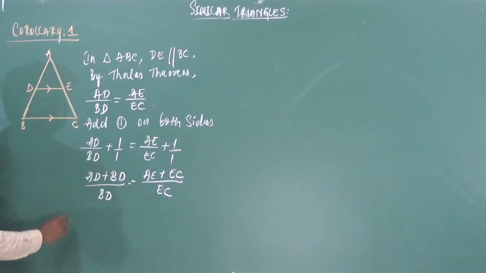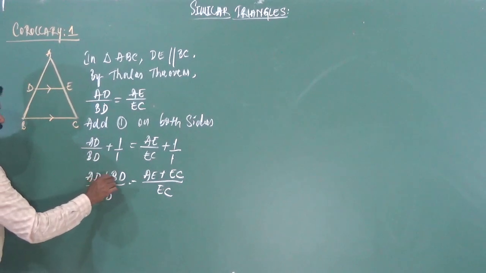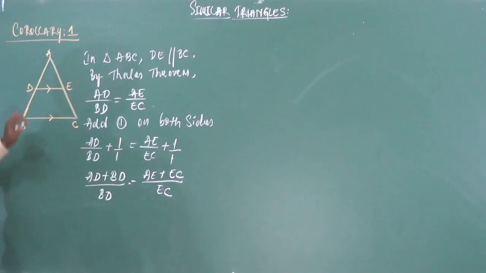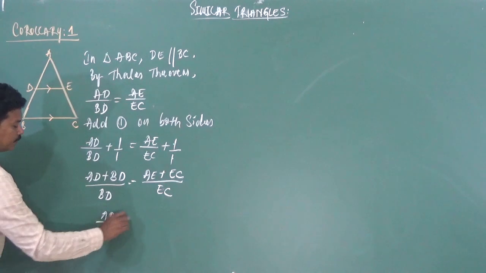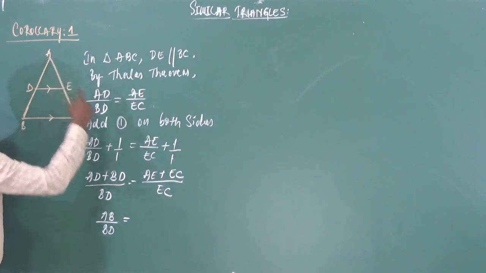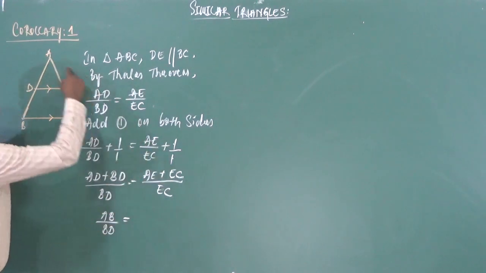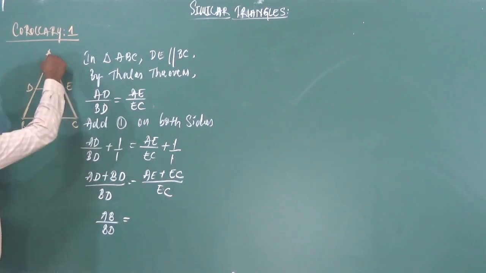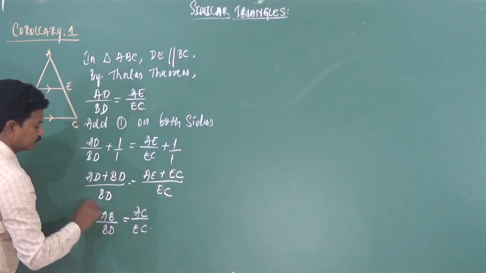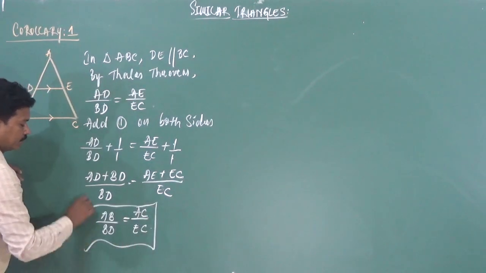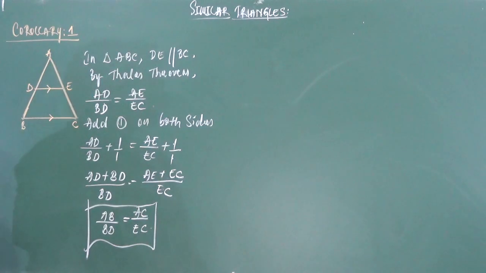Now, from the figure, what is AD plus BD? From the figure, AD plus BD is AB. That is AB by BD is equal to, from the figure, what is AE plus EC? AE plus EC is AC. That is AC by EC. So this is corollary 1.